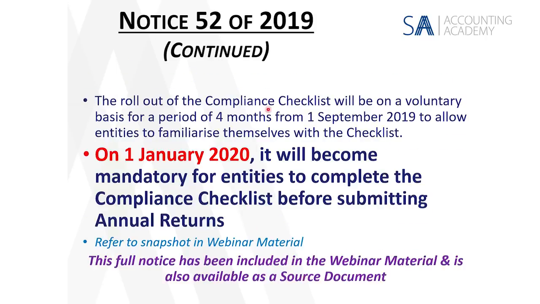The rollout of the compliance checklist was on a voluntary basis for the 4-month period from the 1st of September. That was to allow entities to familiarize themselves with the checklist. So this wasn't a rollout involving anybody specifically. They said that it's available on e-services. Anybody can access this. From the 1st of January, you'll see I made it red, and it's quite big and bold. On 1 January, it will become mandatory for entities to complete the compliance checklist before submitting annual returns.